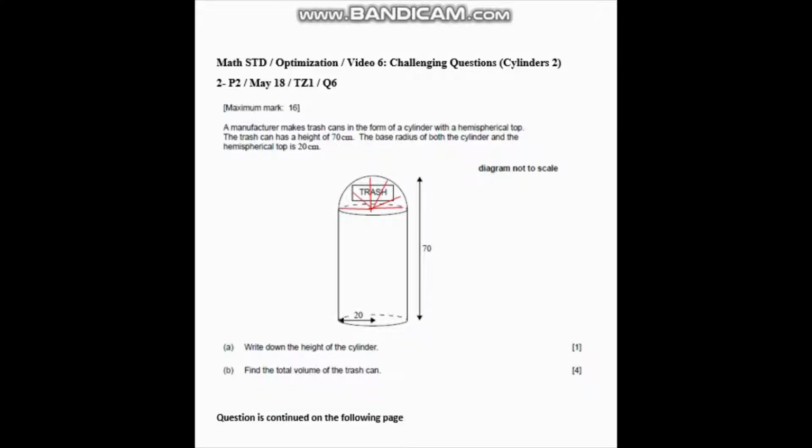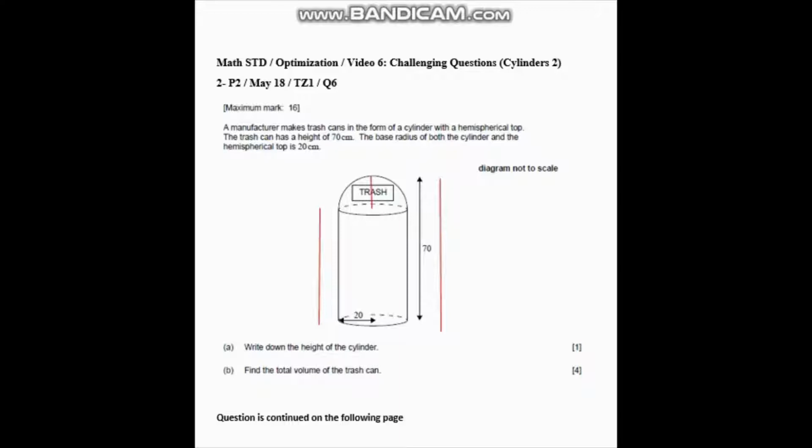So what we are interested in is the vertical radius, which extends from the top of the cylinder to the top of the hemisphere. This is equal to 20. And since this entire line is equal to 70, therefore the height of the cylinder shall equal 70 minus 20, which is 50. Hence the answer to A is 50.